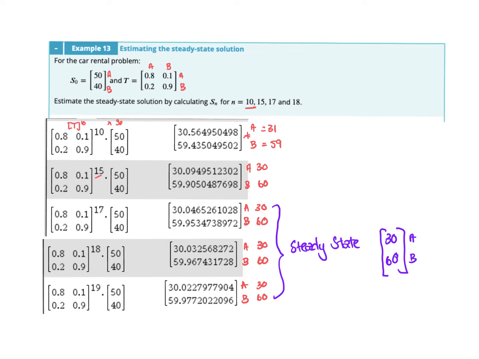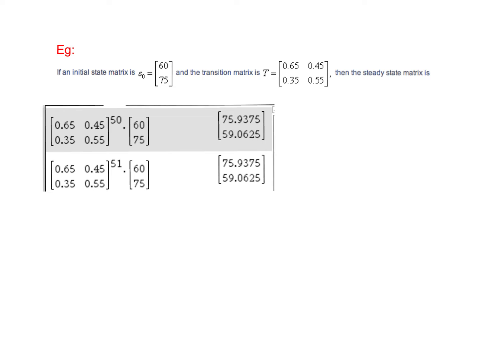So in the long run, we might say in the long term, this business is going to want to be keeping 30 cars at A and 60 cars at B. So they know that because that's what the pattern's showing. Okay, so here's another one.